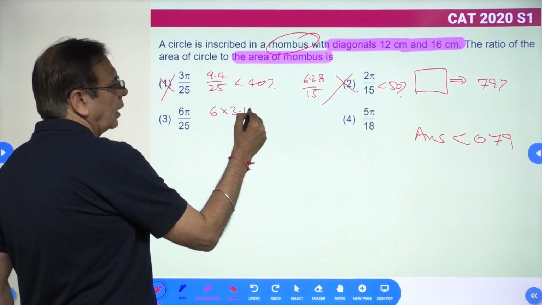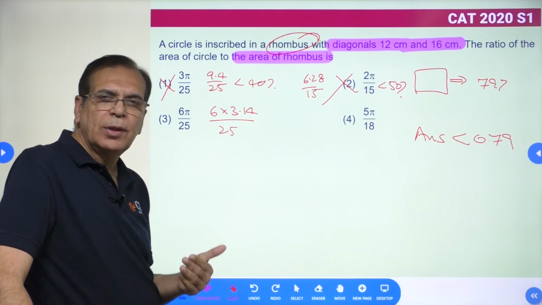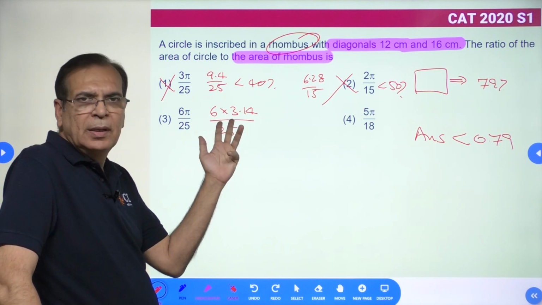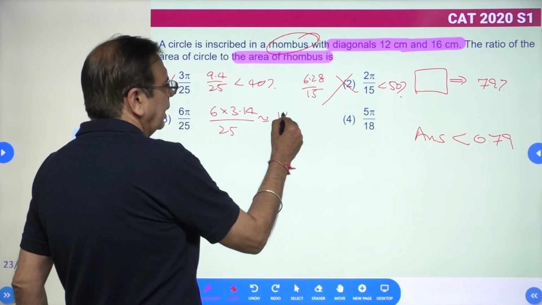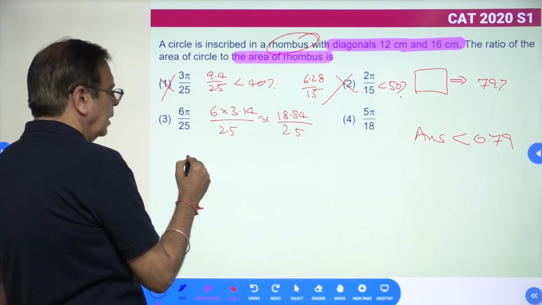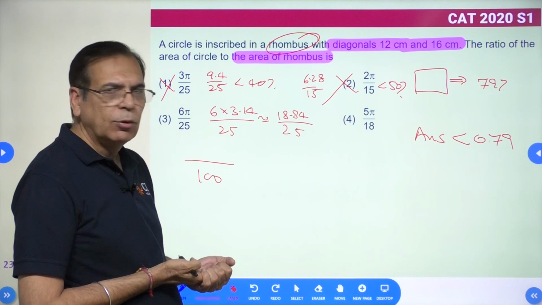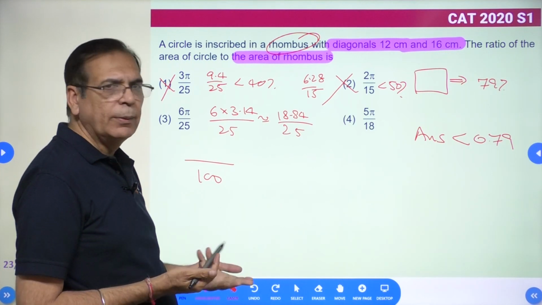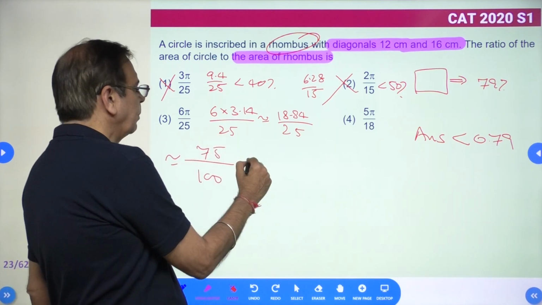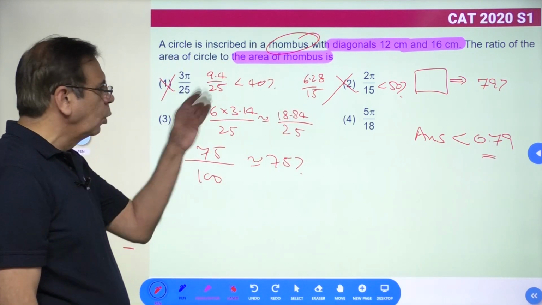6 pi by 25. 6 into 3.14 upon 25. How much is this? 6 into 3, 18. And what is 14 into 6? 14 into 6 is 84. So 18.84 upon 25. What is this equal to? If I make the denominator 100, 18.8 into 4, 37.6, 37.7 into 2, 74, 75%. So this is approximately 75%, which is slightly less than 79%. So this can be my answer. I'll hold on with this choice.